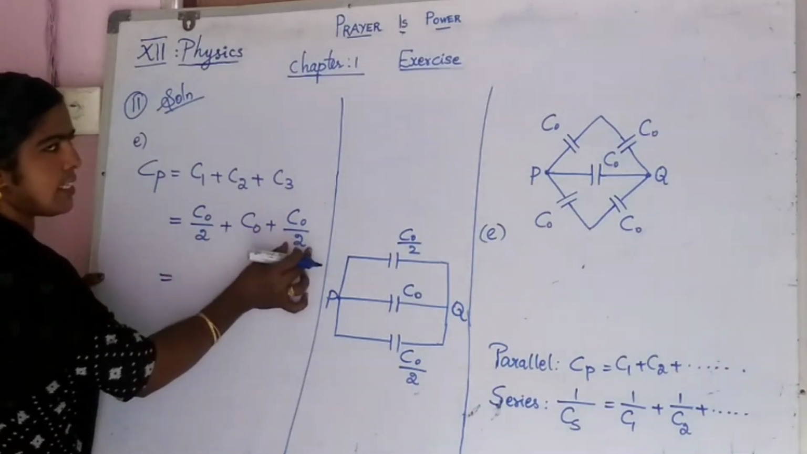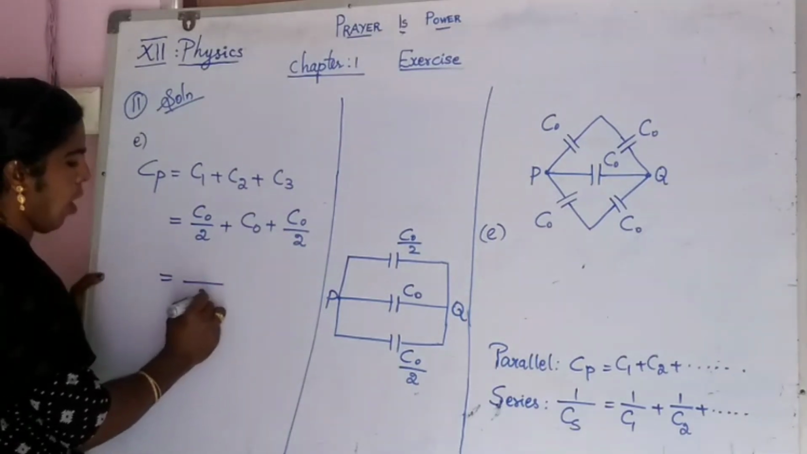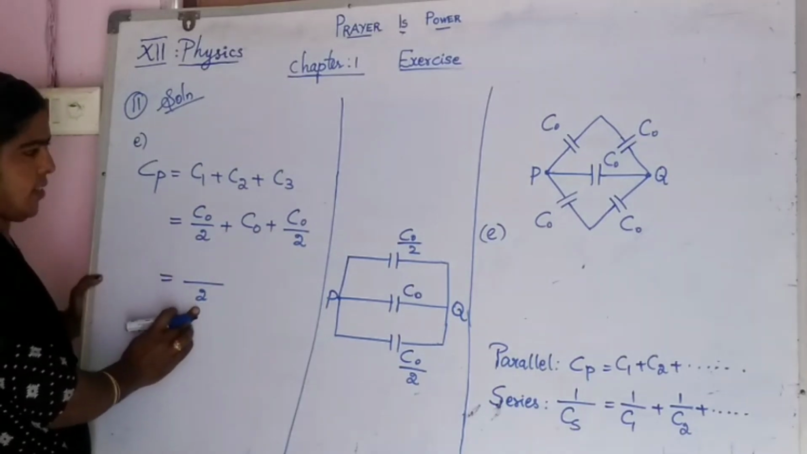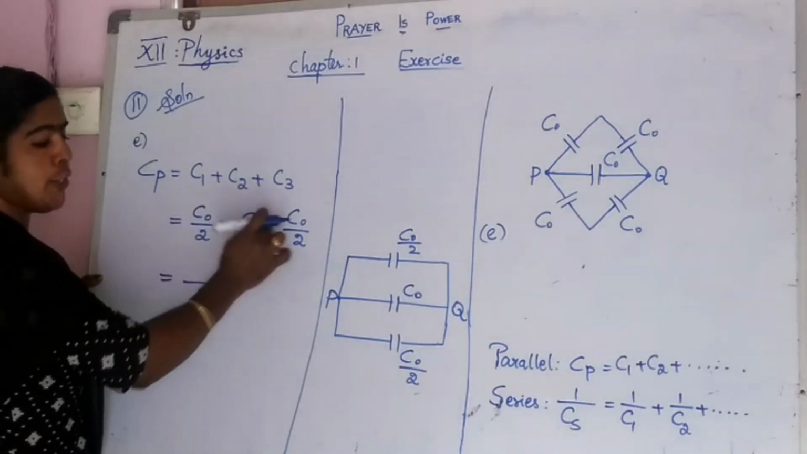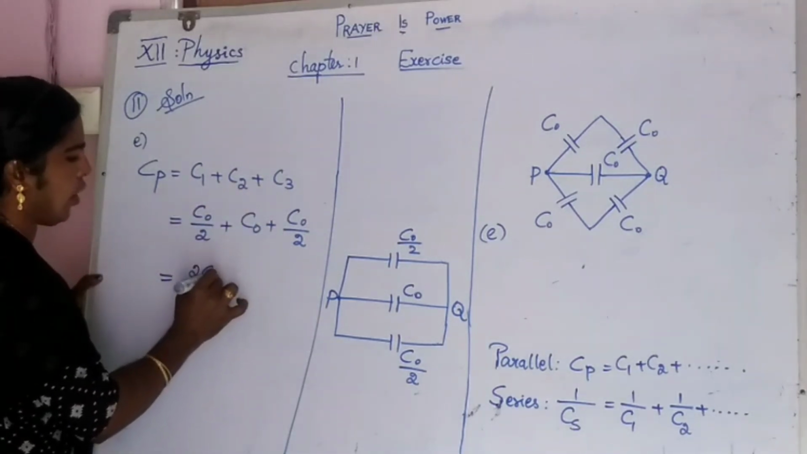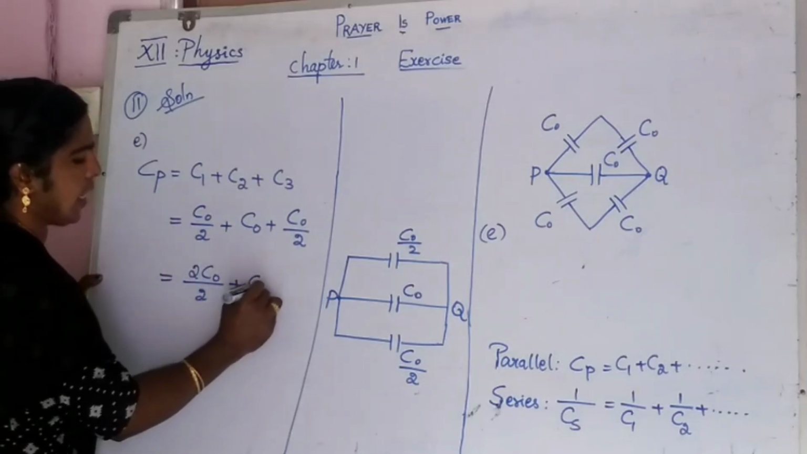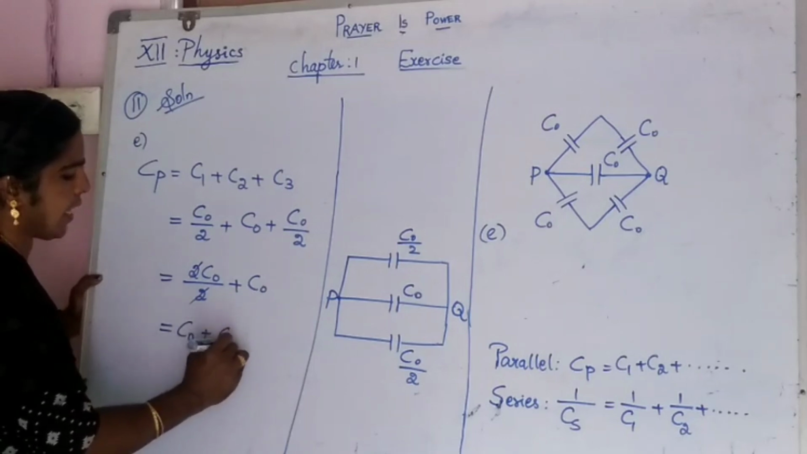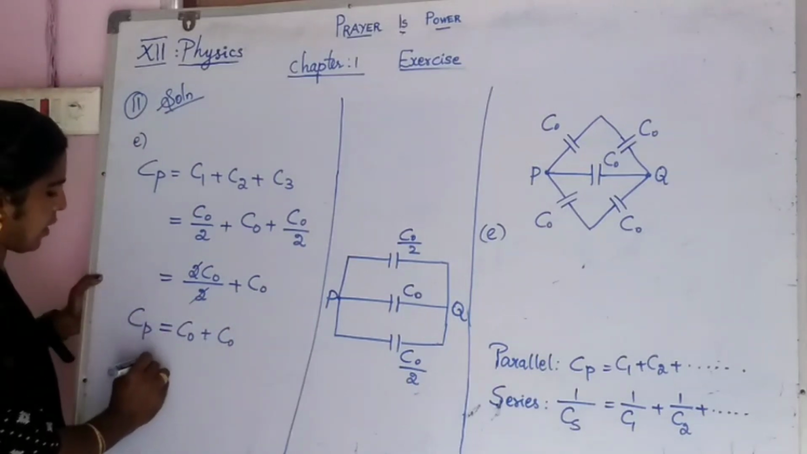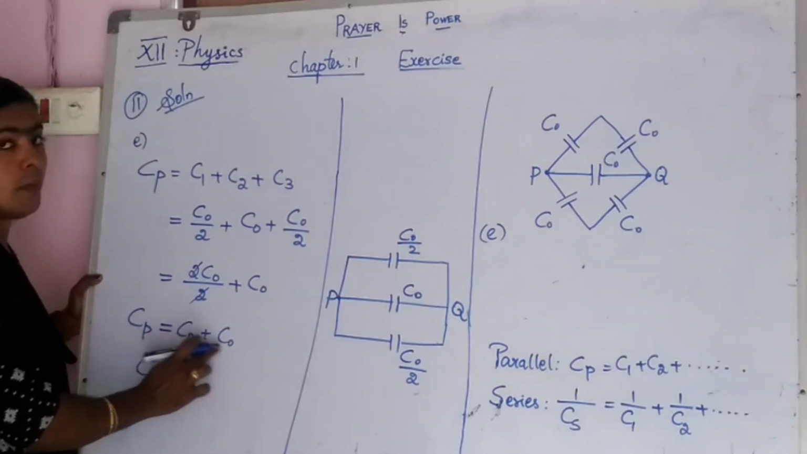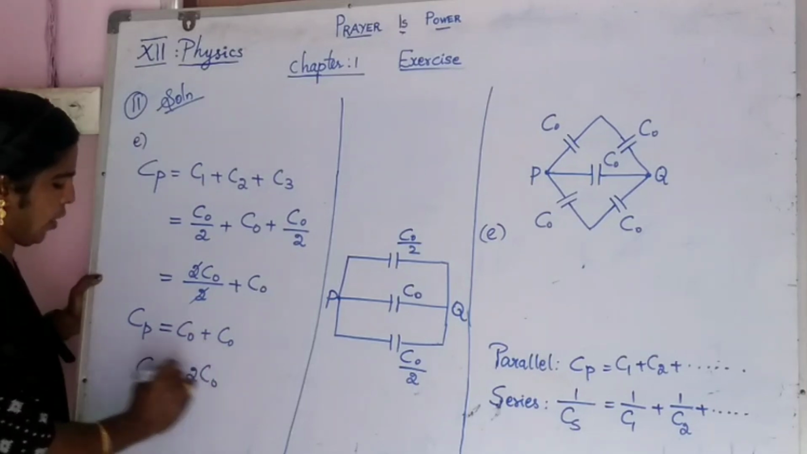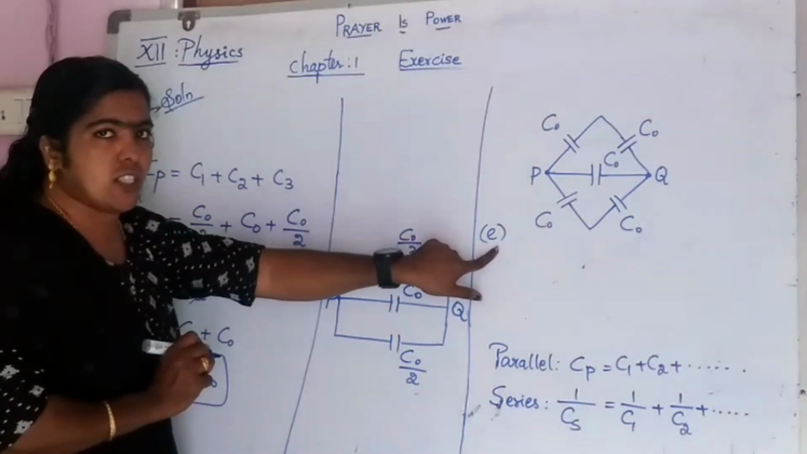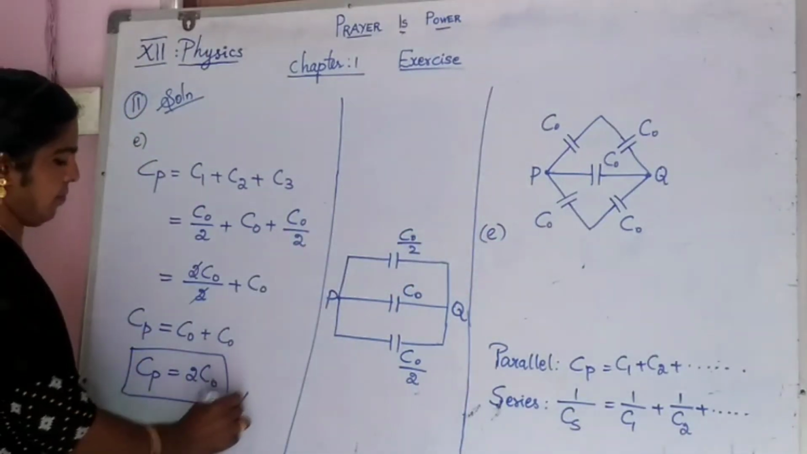In these two terms, the 2 is common. 2 is the denominator which is common, so we are writing once. Then C0 plus C0, 2 C0. Then remaining plus C0. 2 cancel. Remaining C0 plus C0. Therefore, Cp is equal to C0 plus C0, 2 C0. So, resultant capacitance for the question E is 2 C0.